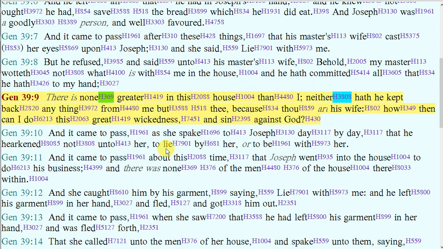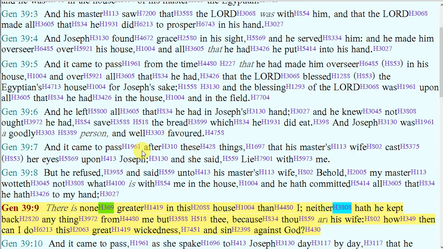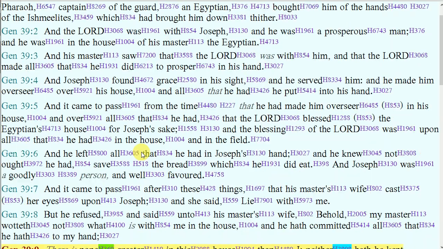There is none greater in this house than I. Neither hath he kept back anything from me, but thee, because thou art his wife. How then can I do this great wickedness and sin against God? Oh, this is Joseph. Is it Jacob or Joseph? I can't remember. Okay, it is Joseph.